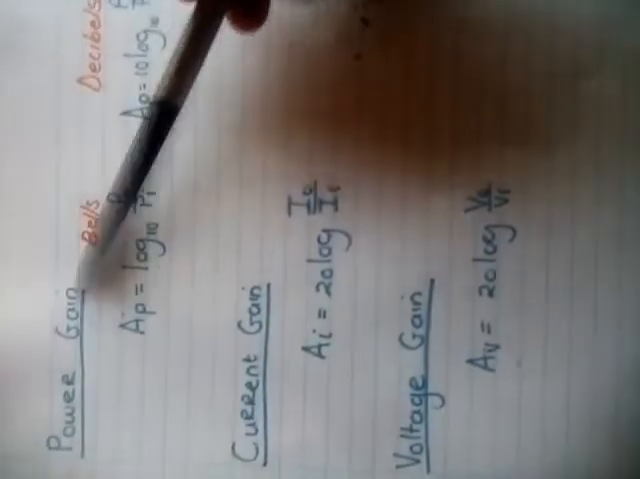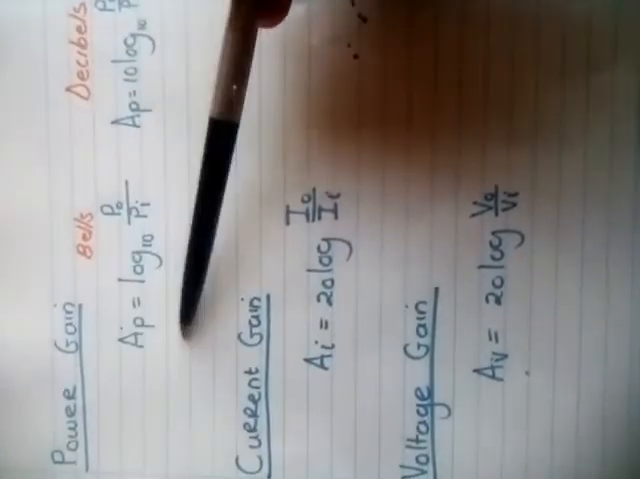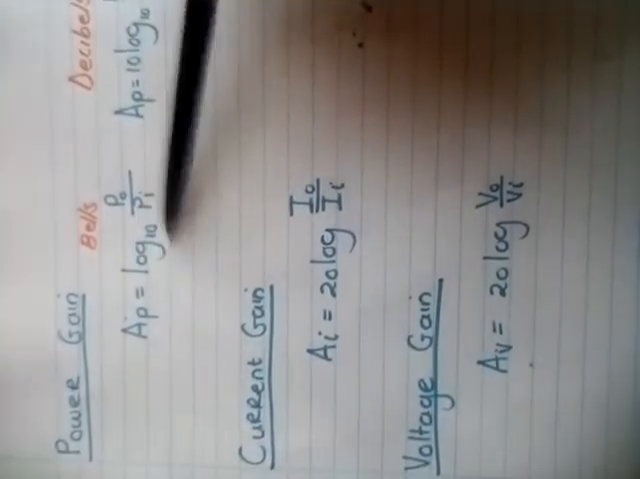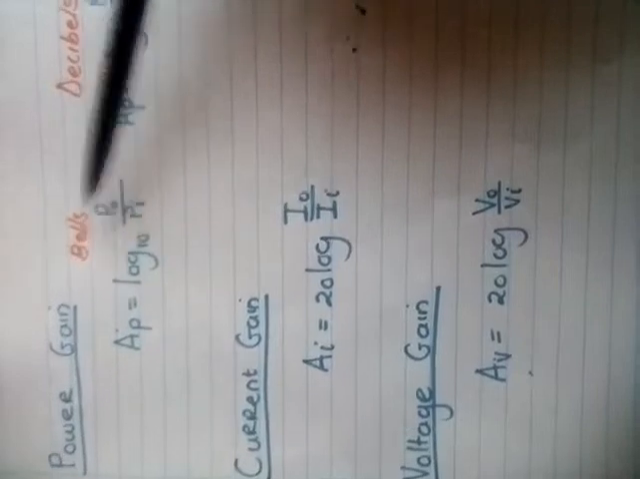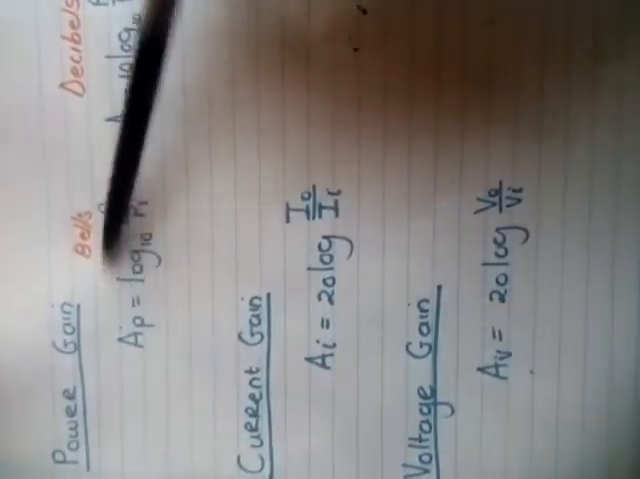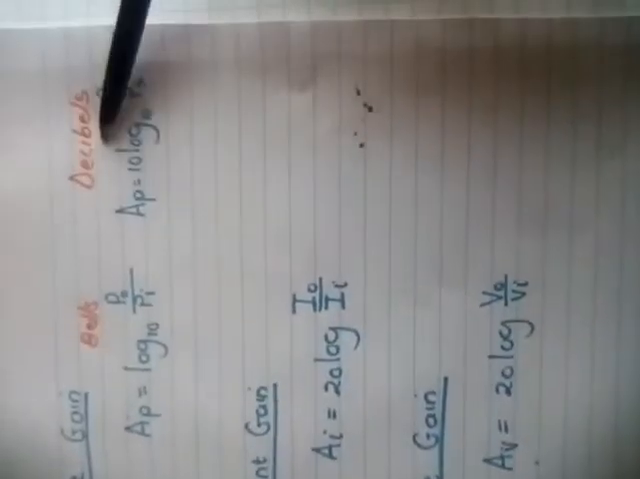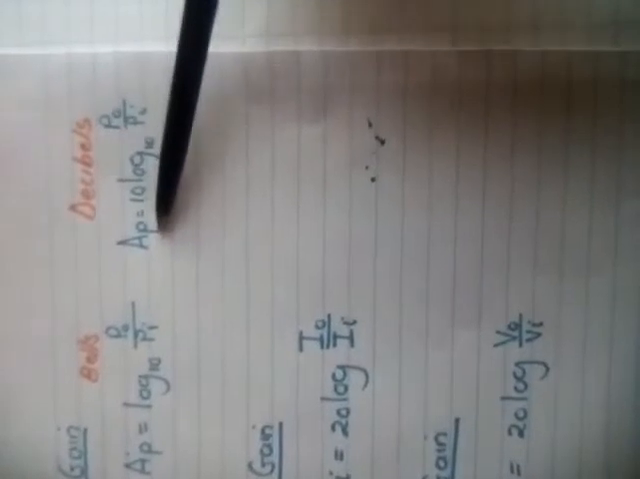Okay, so what are the gains that you will be looking at? You will be working out power gain, current gain, and voltage gain. When you speak of a power gain, when you calculate it, it will be A for gain, P for power, is equal to log base 10 of P out over P in. This is if you work it out in bels. In the notes I will send you, you will see that we make use of decibels, which is more accurate. So if you work out power gain in decibels, it will be A_P is equal to 10 log base 10 of P out over P in.